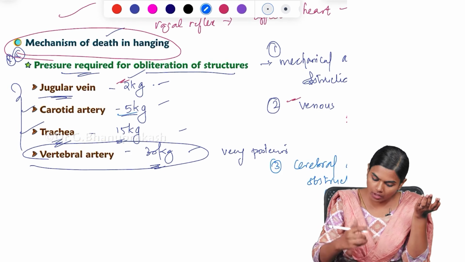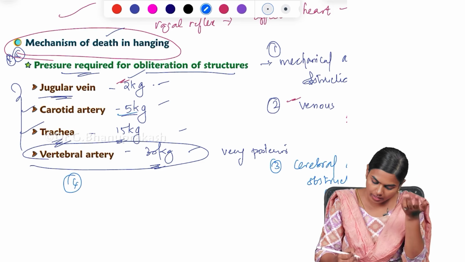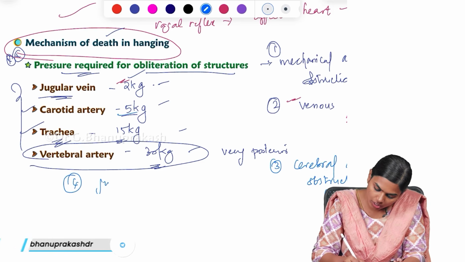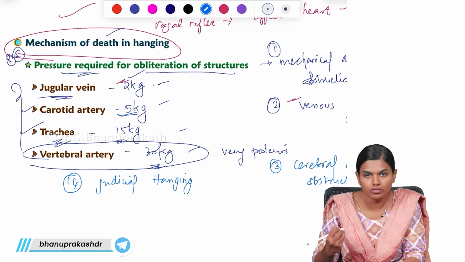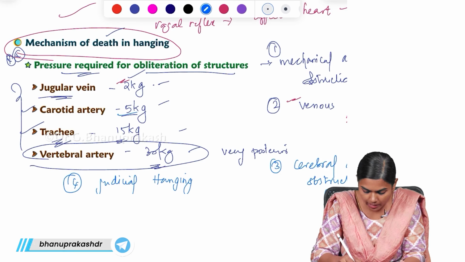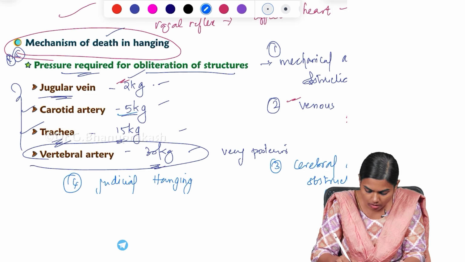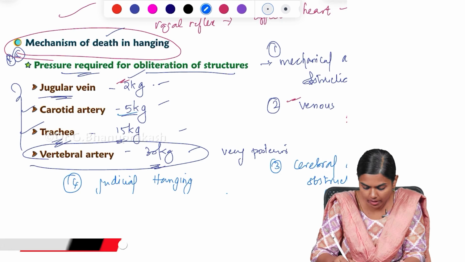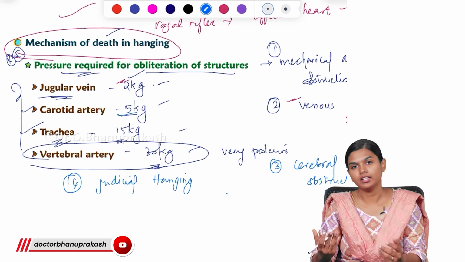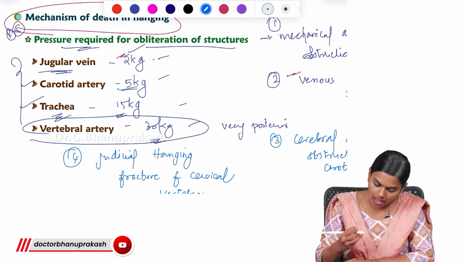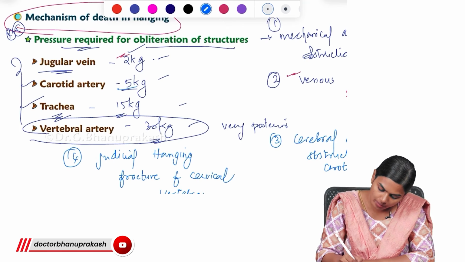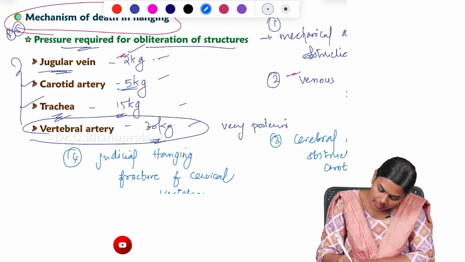Apart from that, you have one more mechanism that is very common in judicial hanging. What will happen in judicial hanging? There will be fracture of cervical vertebra, which will result in death. So this is another type of mechanism. And finally, you have one more mechanism, that is due to vagal inhibition.